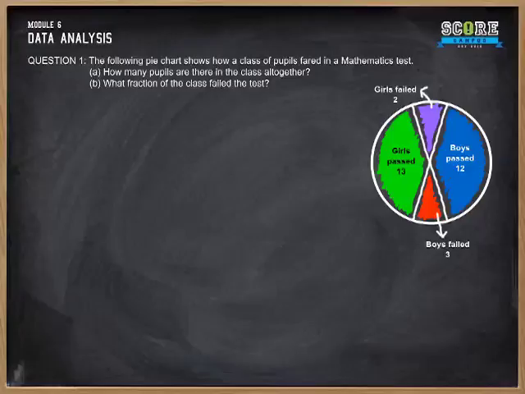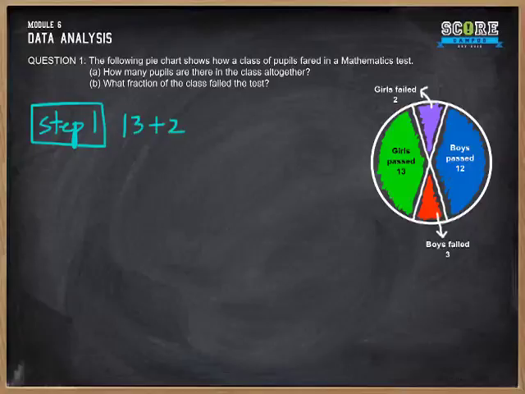Since the whole pie represents the total number, we just have to add all the values up to find the total number of pupils in the class. Okay, that is step 1. Let's add all the figures up. Girls who passed is 13, girls who failed 2, boys who passed 12, boys who failed 3. Add all the figures up and you get the final answer for part A, which is 30.